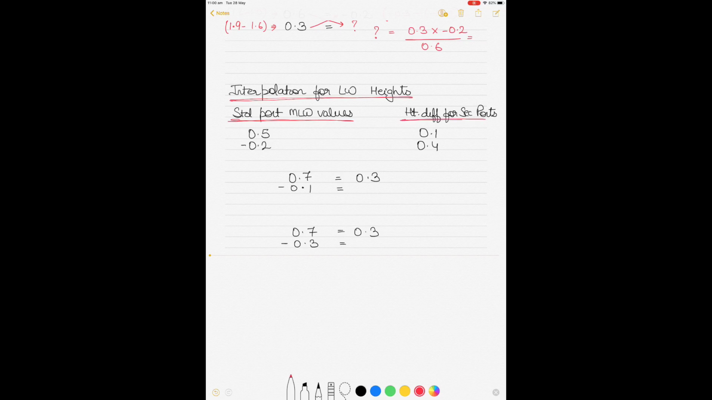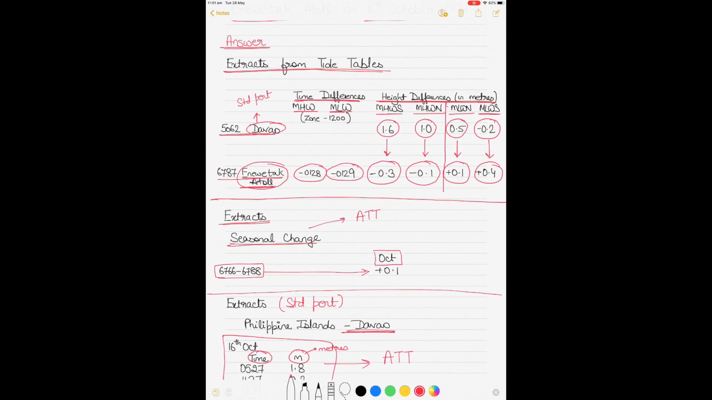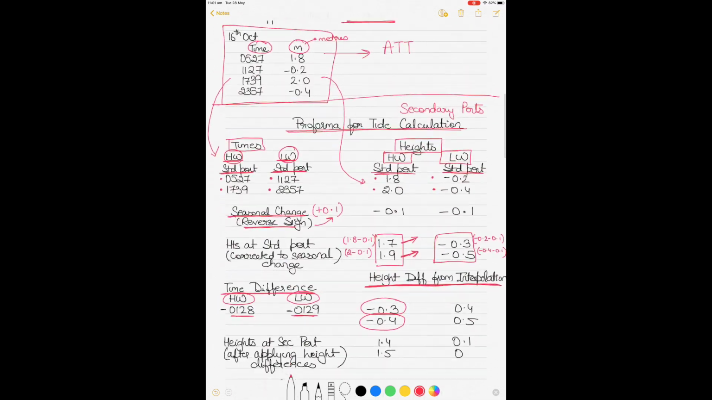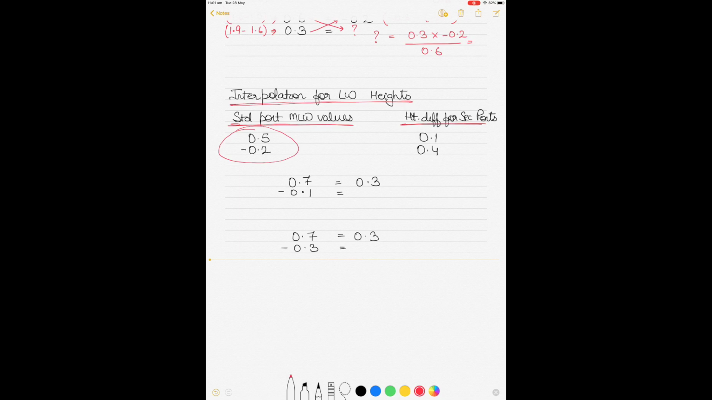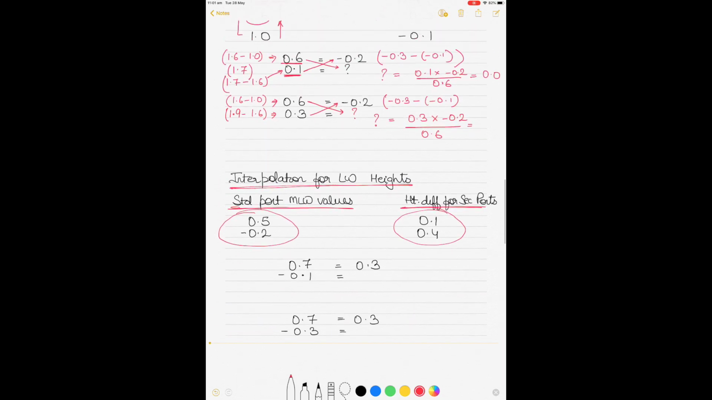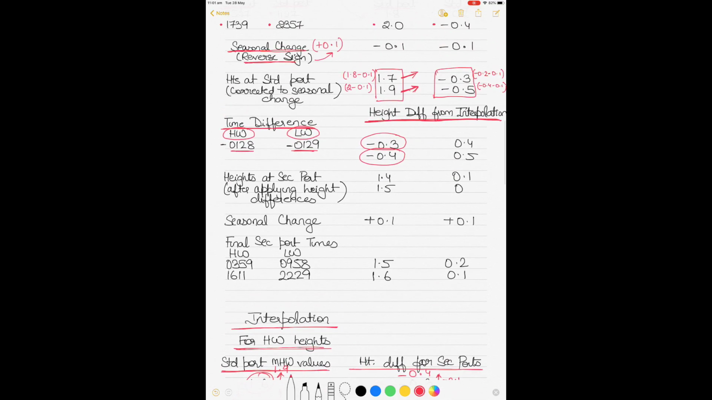If you don't remember, I'll show it to you again. These are the values I got from the extract above. For mean low water neap and mean low water spring, 0.5 and minus 0.2, the height differences were plus 0.1 and plus 0.4. This is what was given to us. We have to use these values to find the height difference for required heights of tide of 0.3, minus 0.3 and minus 0.5. These are the corrections we need.